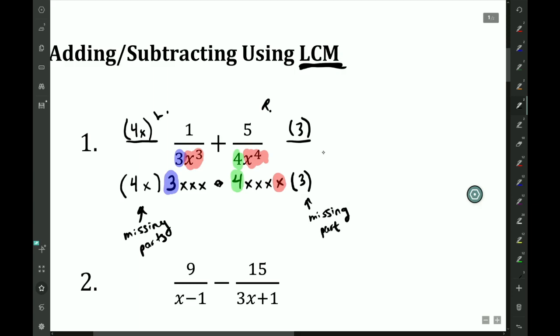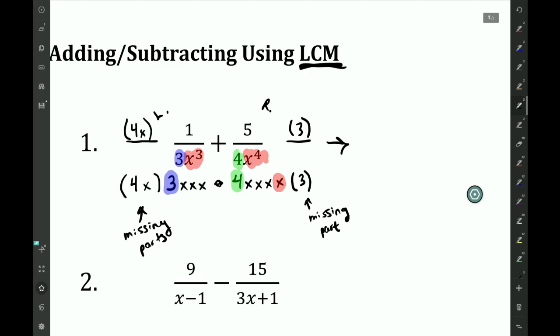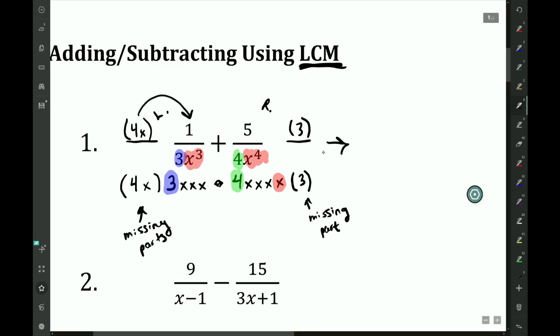Now, it'll become easier as you go along, but let's just kind of see what this whole thing becomes. So the left fraction is 4x times 1, or just 4x. The denominator, you can just think of it as, what's 4 times 3? Okay, that is really 12. And x times x times x times x, x to the 4th.